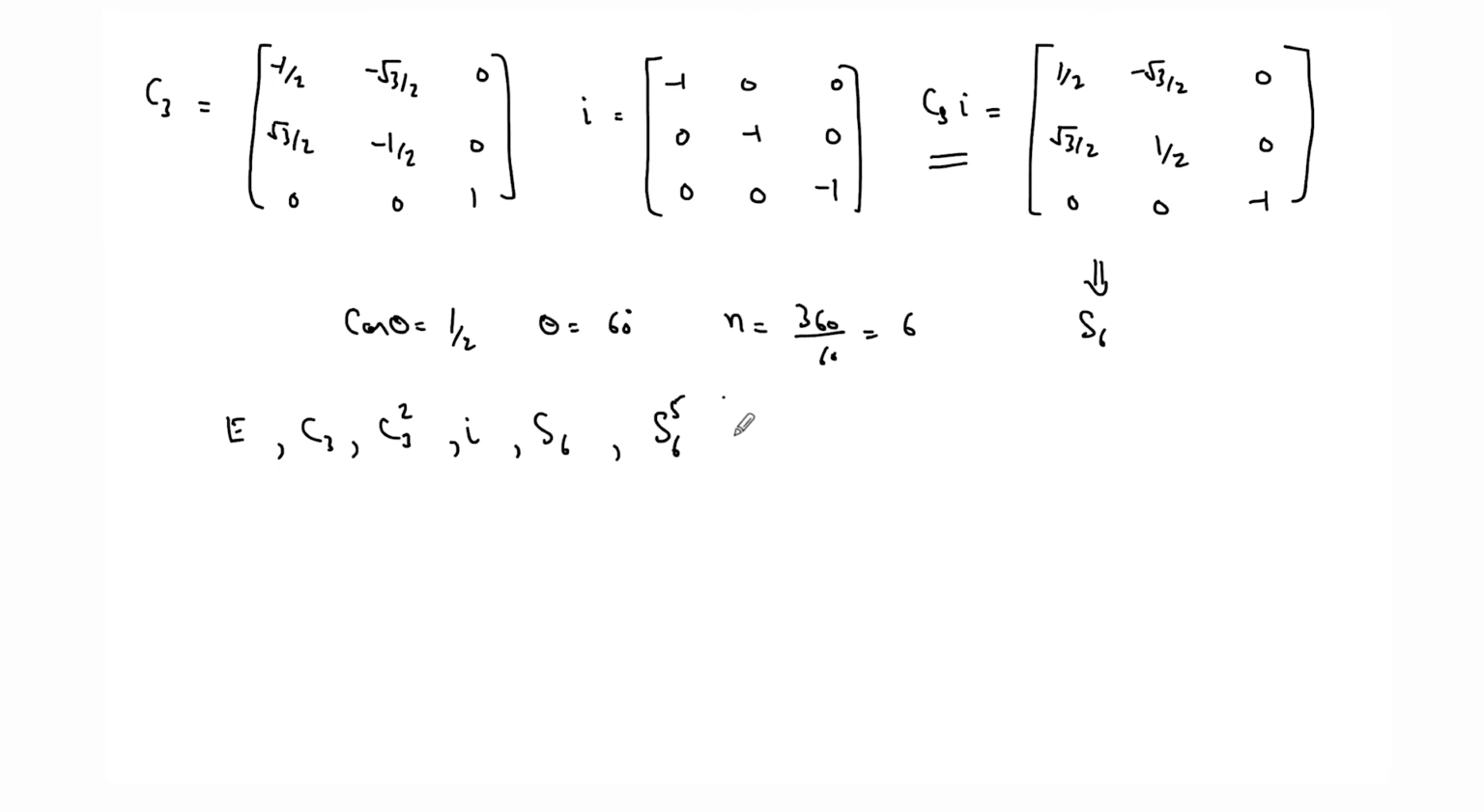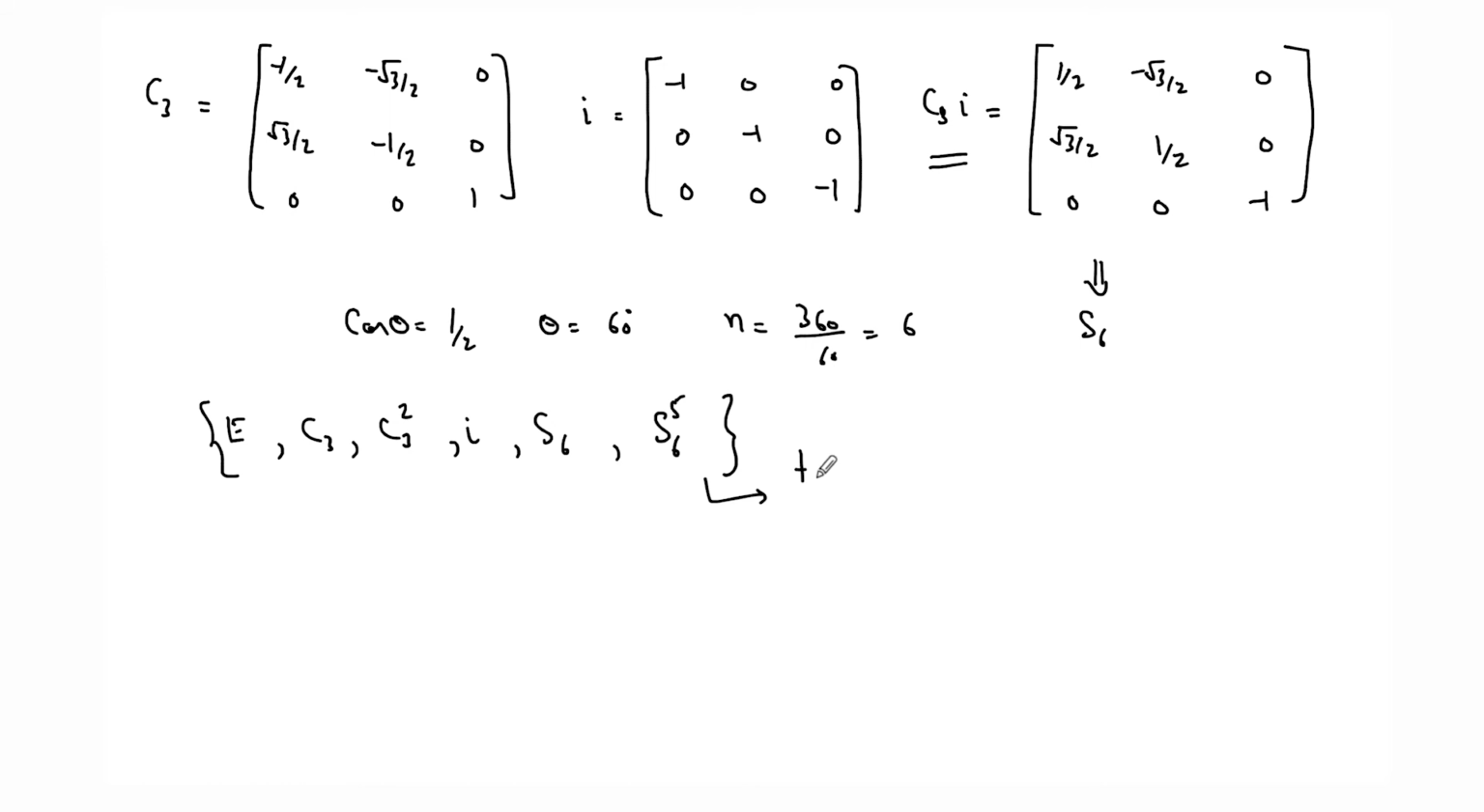Now this follows all the group properties. Of course, you have to test it. I'm not testing it here. I'm just telling you, once you have identified S6, you know that S6 alone would give you S6 as well as S6 to the power 5. So I have included this operation here.